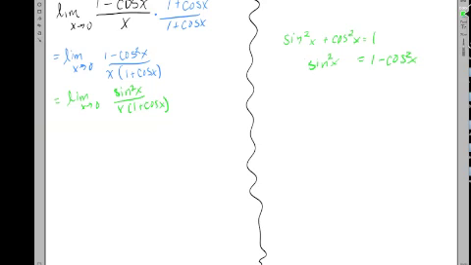Now we know that because it's a limit, if we have a product here, we can divide this fraction up and it's the same as the product of two separate limits. So this is the same as the limit of sine x over x as x approaches 0, and we had a whole video on that one, multiplied by the limit as x approaches 0 of sine x over 1 plus cosine x.